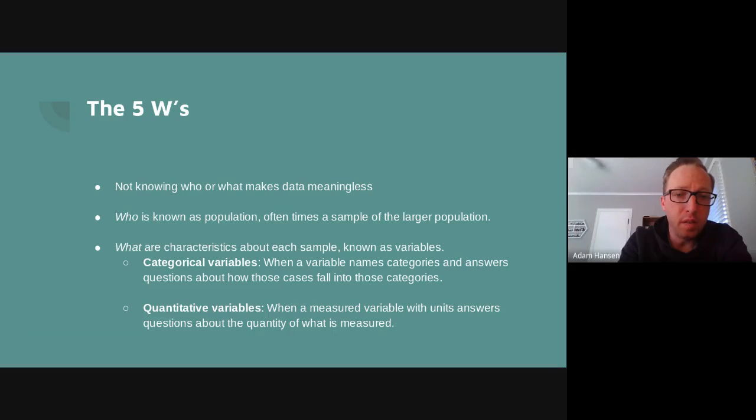Next, we have a quantitative variable. A quantitative variable is when a variable measures units about what quantity we're trying to measure. So for example, we could talk about your weight. How many pounds or kilograms do you weigh? What's your height or your shoe size? Inches, etc. Quantitative refers to a quantity. So when what we're trying to measure can be answered with a quantity, a number, this is a quantitative variable.